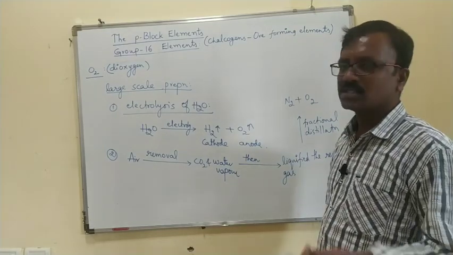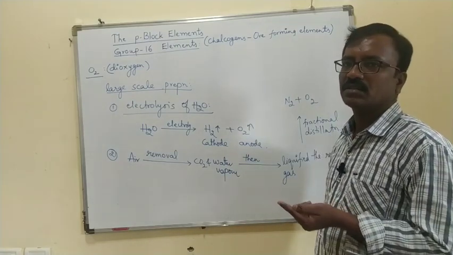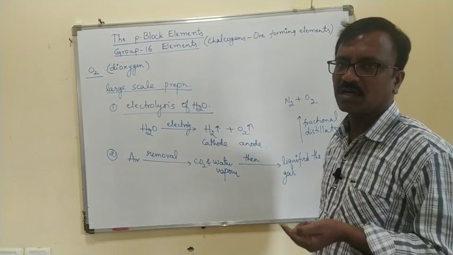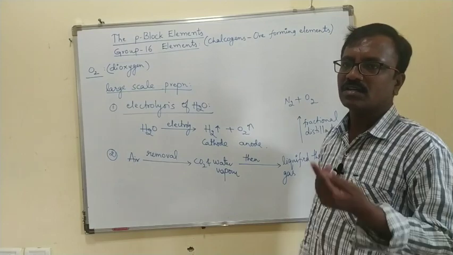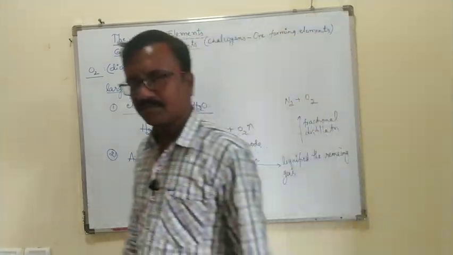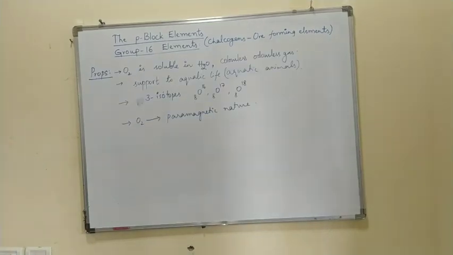So what are the preparation methods? One is from potassium chlorate. The second one is the thermal decomposition of oxides, that means silver oxide, mercuric oxide, lead oxides. The third one is the large scale preparation from electrolysis and from the air. These are the four preparation methods. Next one is the properties.